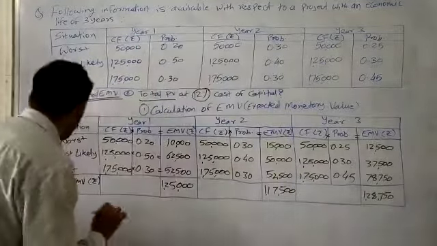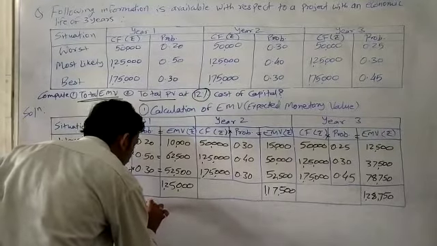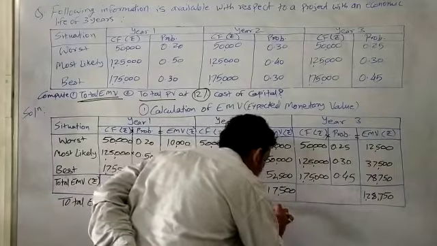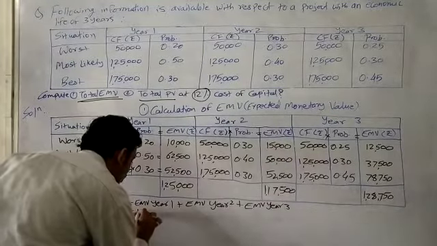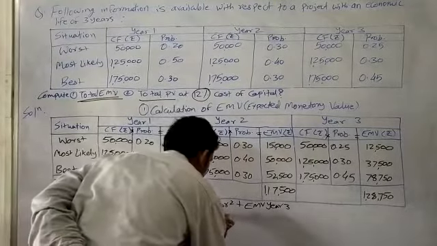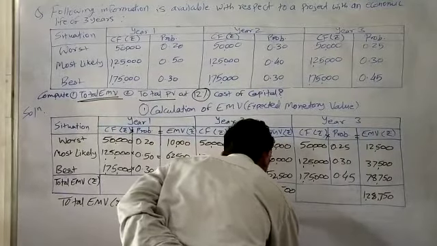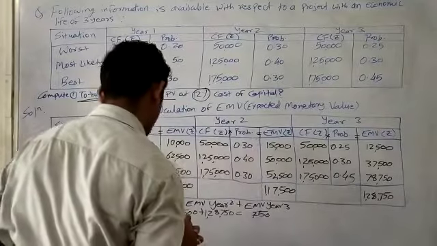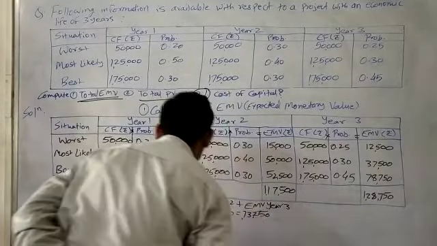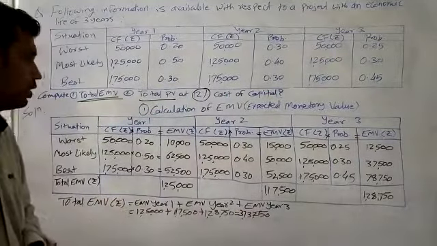1,28,750. So, if we need to calculate our total EMV, it would be in rupees: EMV of year 1 plus EMV of year 2 plus EMV of year 3 is equal to 1,25,000 plus 1,17,500 plus 1,28,750, which is equal to 3,73,250. That is our total EMV for the 3 years.